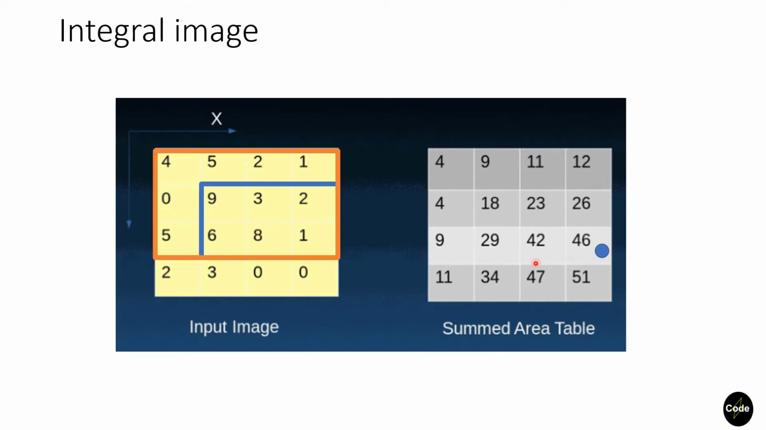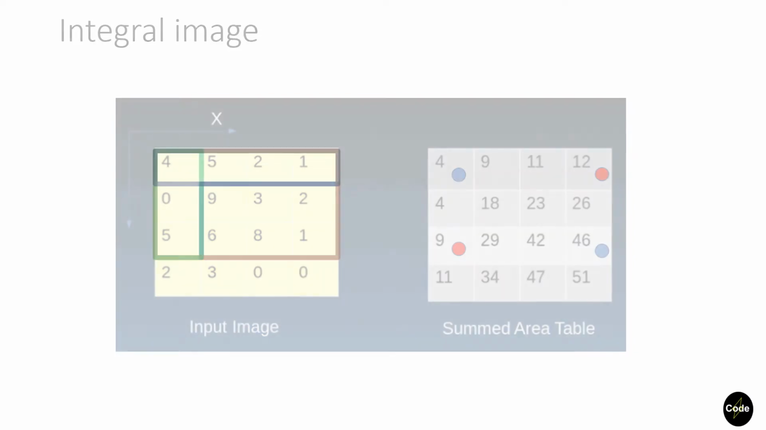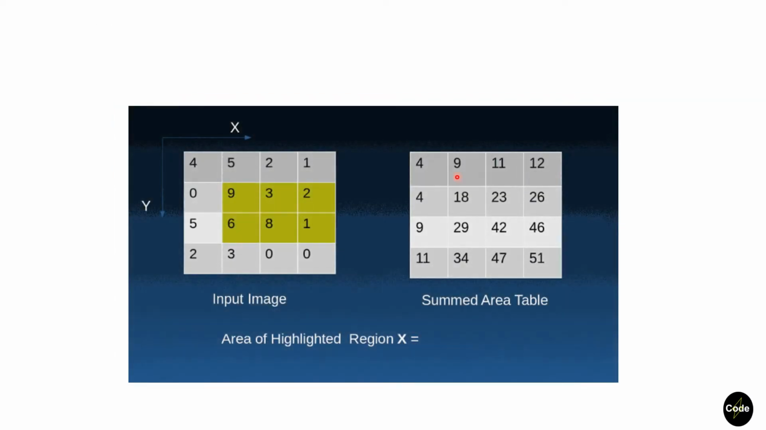Number 46 is showing the sum of pixels in the orange rectangle. Next, we should subtract the sum of pixels in this green vertical rectangle, that is 9. This blue horizontal rectangle should also be subtracted from our sum, that is number 12. Finally, because I have subtracted this pixel with a value of 4 two times, I have to add it to my result.